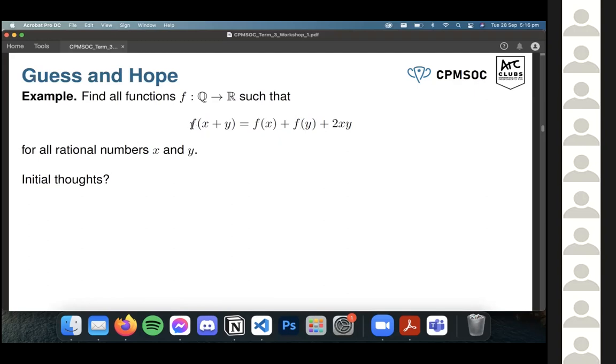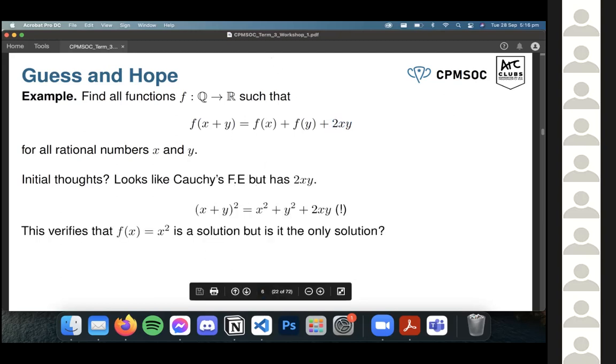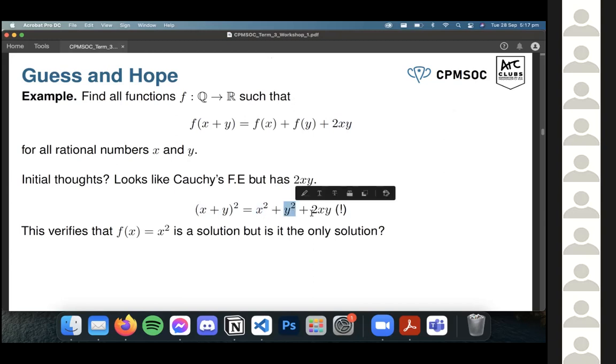So one of the things that you could think about also is that this is almost Cauchy's functional equation, but instead we have this extra bit, right? We have 2 times xy. And as Jeffrey said to everyone, we can also observe that when we expand x plus y squared, we get x squared plus y squared plus 2xy, right? The trick here is to see that 2xy actually comes from x plus y squared, which I'm guessing that Jeffrey noticed.